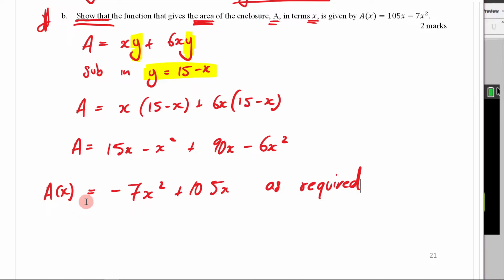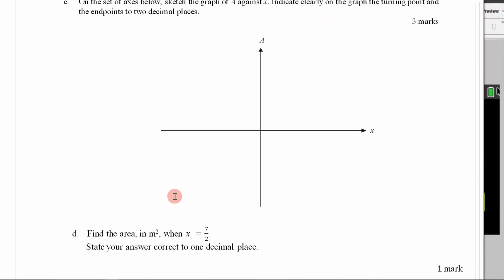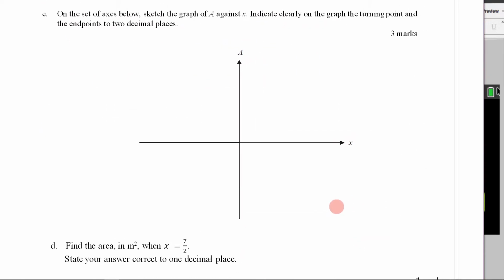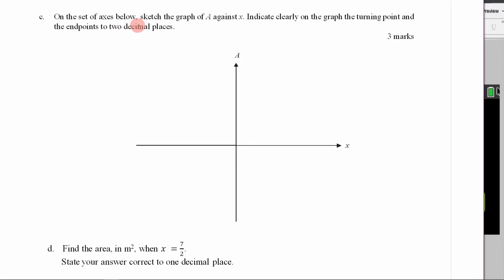Okay, there it is. Perfect. So we've got A in terms of x, there's our answer, just as it is there. If you've got a "show that" question, you cannot use this in your working out. It needs to appear as your answer at the very end. We now continue on. Sketching on our CAS. On the set of axes below, sketch the graph of A against x. Indicate clearly on the graph the turning point and the endpoints to 2 decimal places.